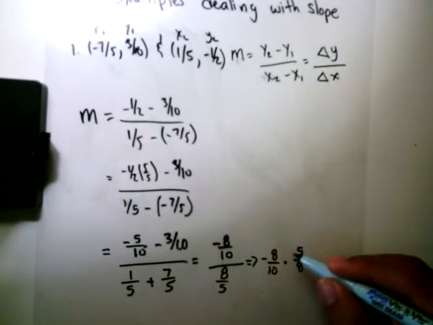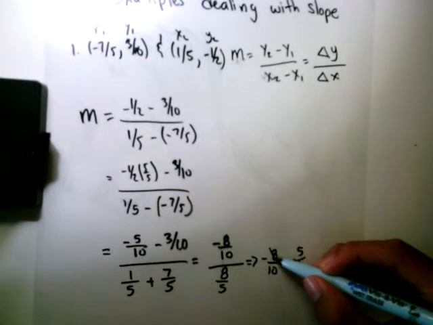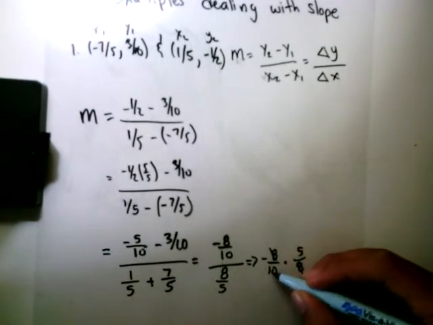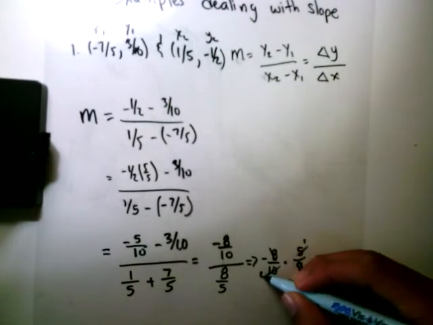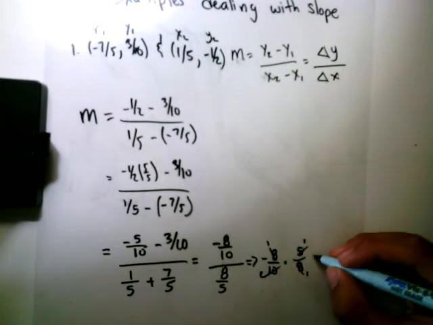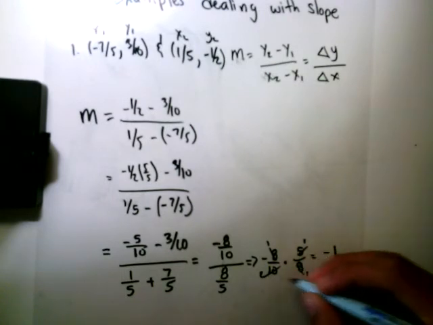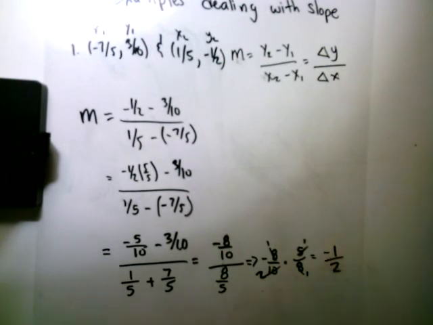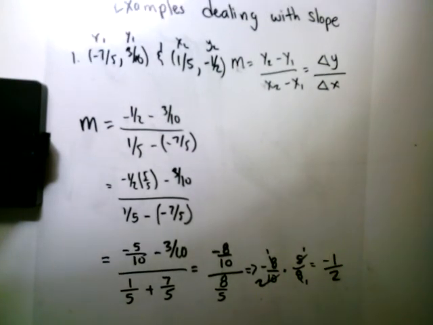Now we just cross multiply. We see that the 8's can cross cancel. 8 goes into both of these numbers, whereas 5 goes into both of these numbers. So multiplying across, we have -1 times 1 gives us -1, over 2 times 1, which gives us 2. And our slope for this last problem is -1/2. And that is all.